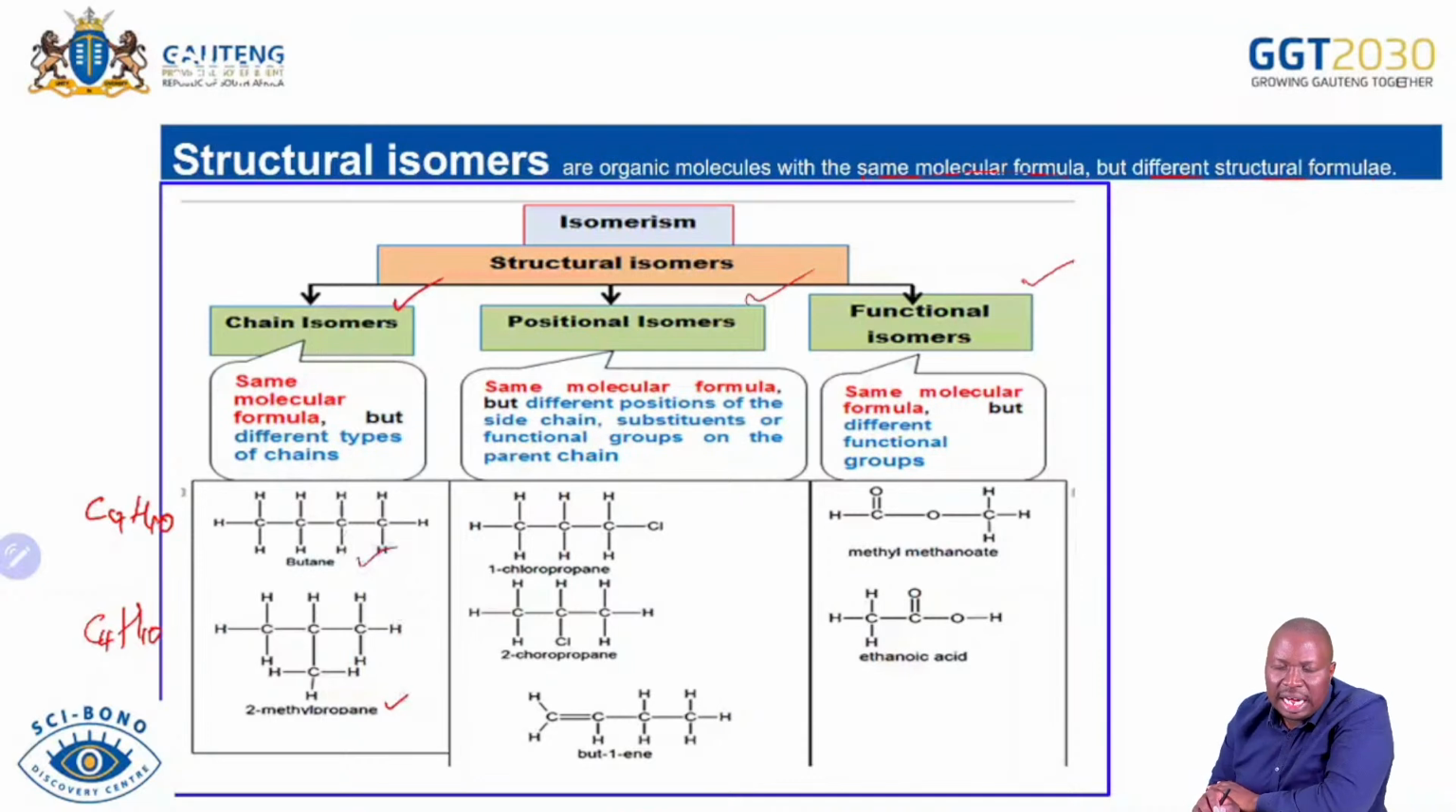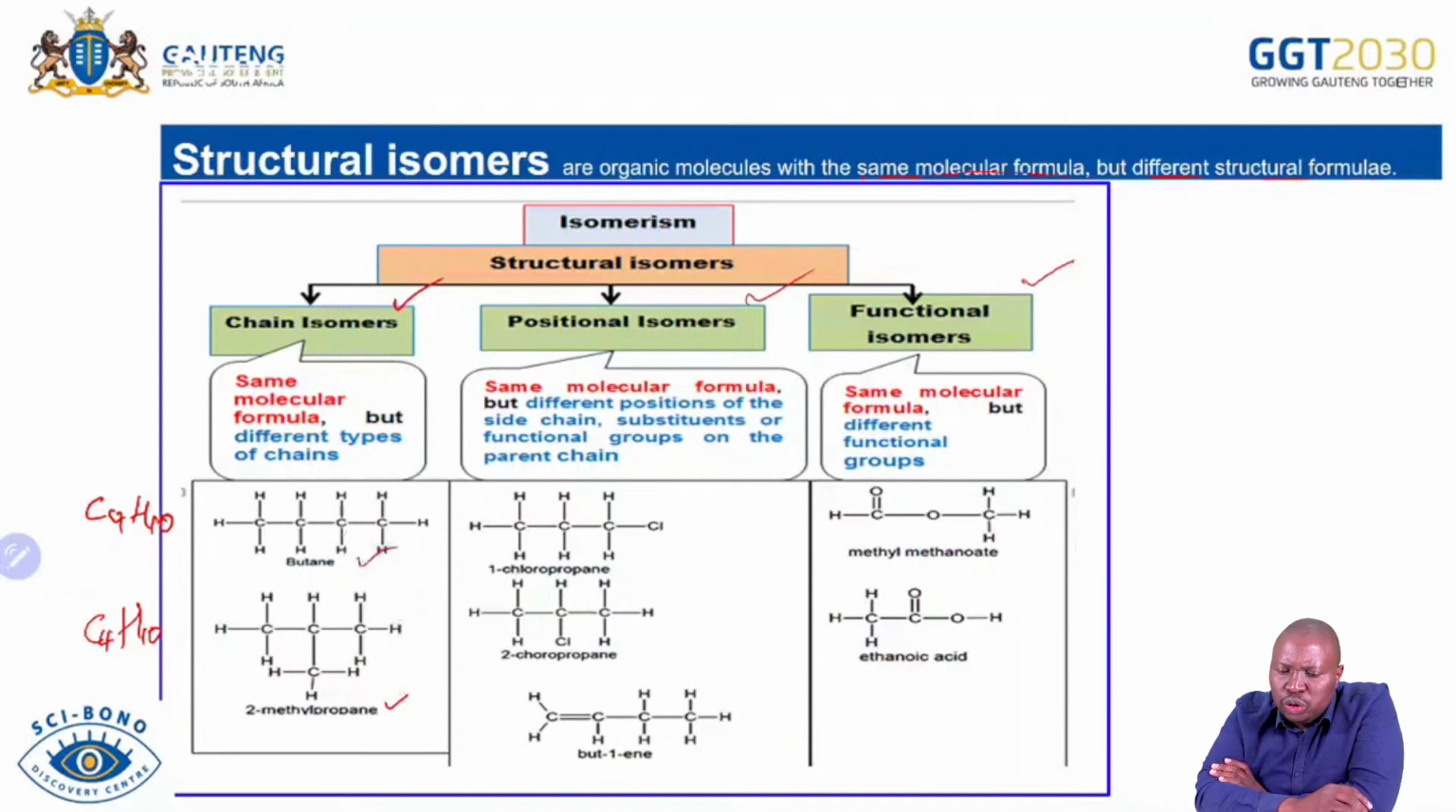I hope you got that. You cannot have a chain isomer where one has 5 carbons and the other structure has 4 carbons. No, the amount of carbons as indicated in the molecular formula must be the same. So they must have the same number of atoms and in equal proportion to each other.